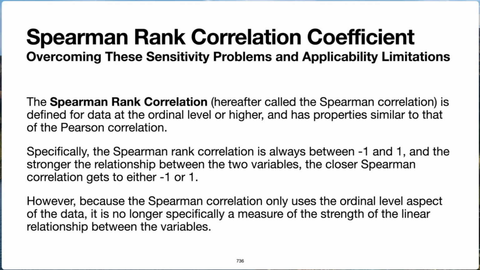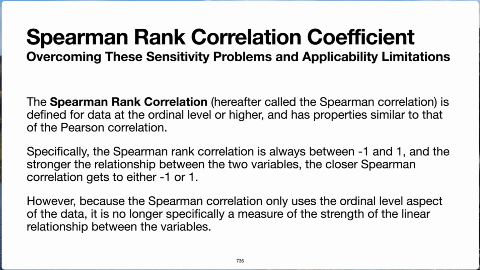So now let's look at overcoming these sensitivity problems and applicability limitations by looking at what is called the Spearman rank correlation coefficient. The Spearman rank correlation, hereafter called the Spearman correlation, is defined for data at the ordinal level or higher and has properties similar to that of the Pearson correlation. So it's got similar properties, but it does not have all the properties because it has broader applicability. Now let's look at the similarities.